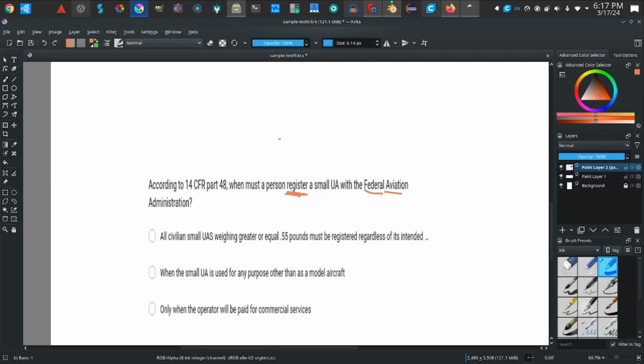The next one. When the small unmanned air system is used for any purpose other than as a model aircraft. That doesn't make any sense, so I can cross that out. I'm just saying, when the small unmanned air system is used for any purpose other than a model aircraft, that doesn't make sense to me, so I can cross that out. Only when the operator will be paid for commercial service. Now hold up. Only when the commercial for paid service.